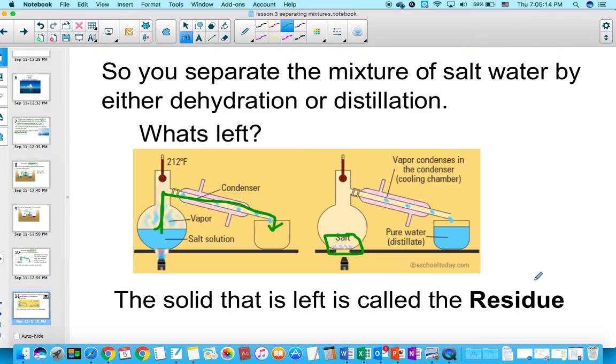We call what's left behind the residue. Residual, residue, it's left behind. So the salt will be left behind, and the salt and the water will be here. And so you have a separated mixture of salt water, right? You started with salt water, you evaporated the water, salt is left over, and fresh distilled water is created or is moved from one section to another.